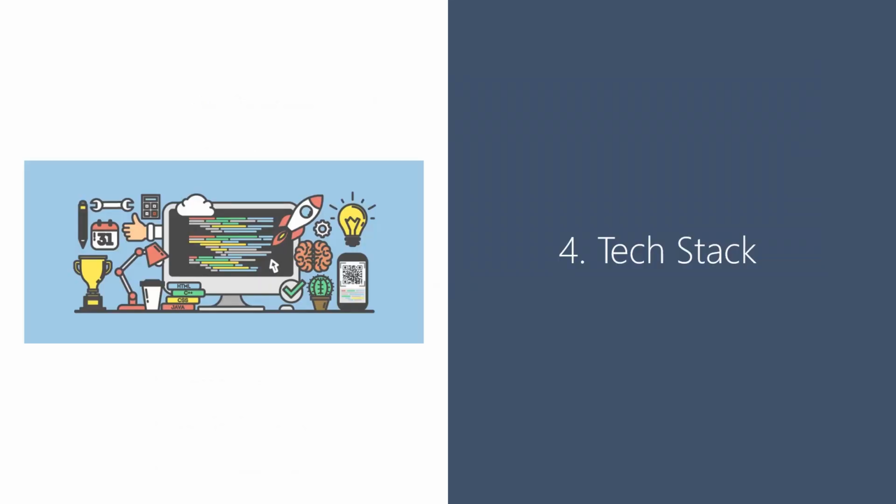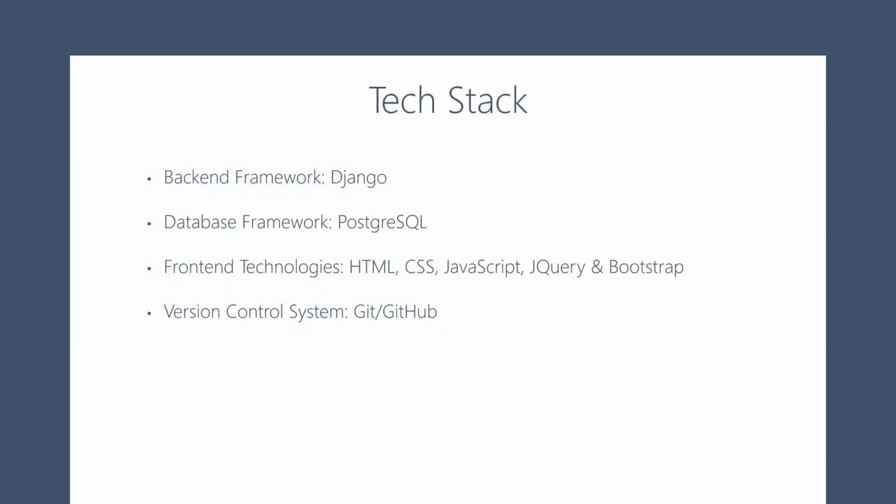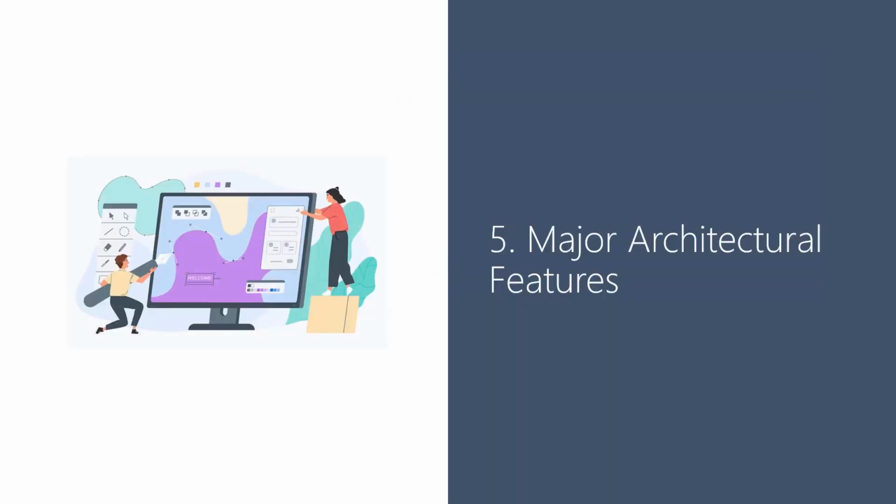Now, talking about the tech stack used in this project, we have the Django framework of Python at the backend. We have PostgreSQL for the database. We are using HTML, CSS, JavaScript, jQuery, and Bootstrap for the front-end technologies. We are using Git as the version control and GitHub as the platform for Git.